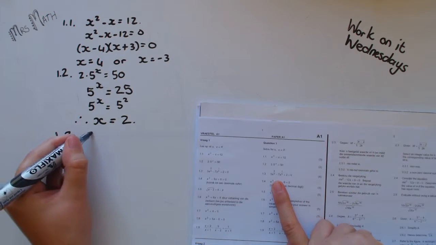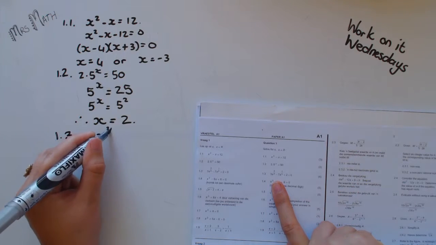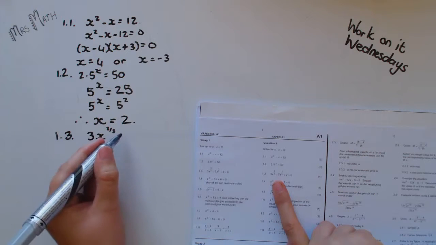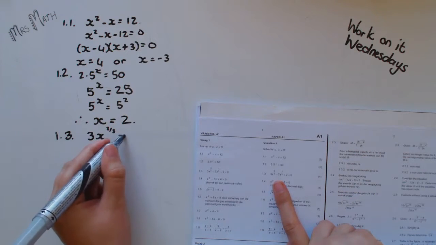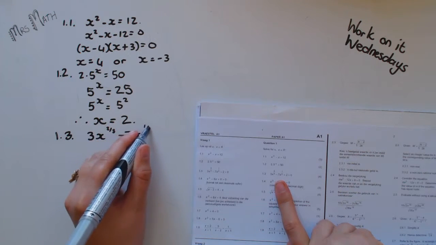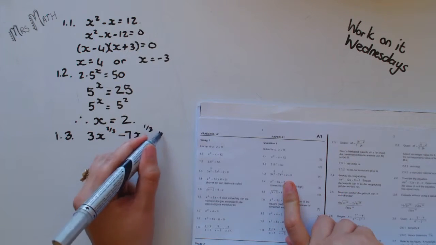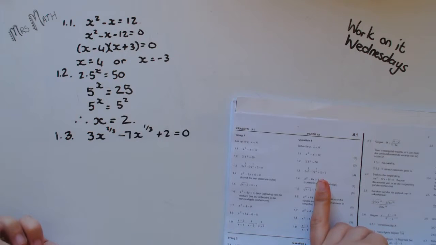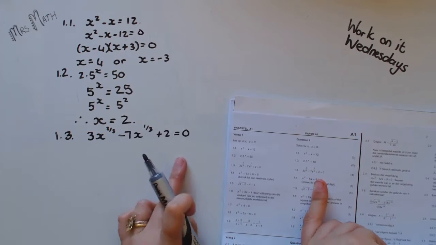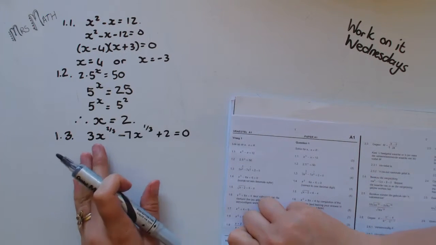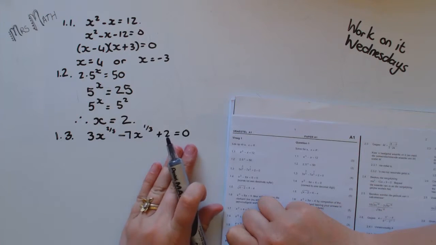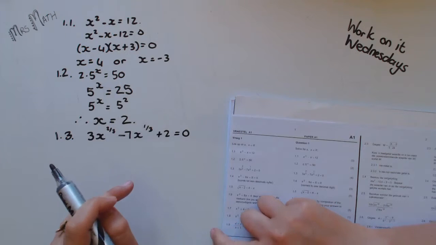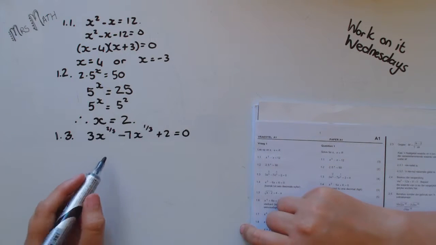1.3. This is a funny question. It's 3x to the power of 2 over 3 minus 7x to the power of 1 over 3 plus 2 is equal to 0. Okay, now you can see this looks like a quadratic equation, 3x squared minus 7x plus 2, but now it has this very uncomfortable looking 2 over 3 and 1 over 3 there.